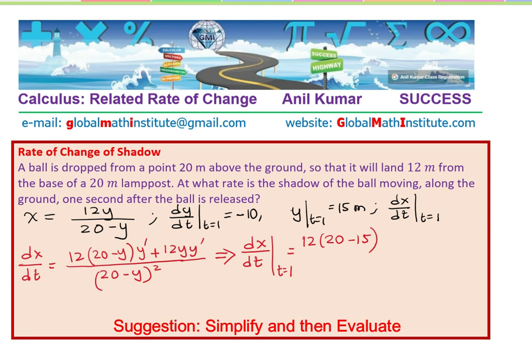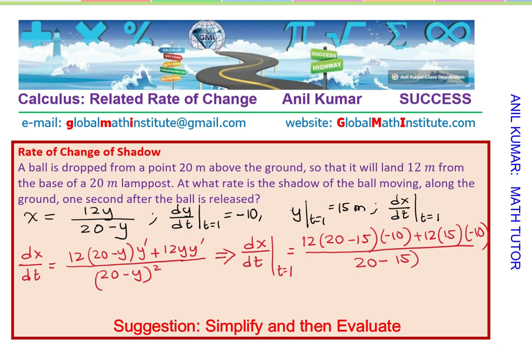It was better to simplify. So we'll take that minus 10 common: minus 10 plus 12 times y, which is 15, times minus 10, divided by (20 minus 15) whole square. There was no harm in simplifying this since y prime we could have factored out. It was the easier calculation. Anyway, now we'll just plug in the values and say what is dx/dt, the rate of change of shadow when time is 1 second.